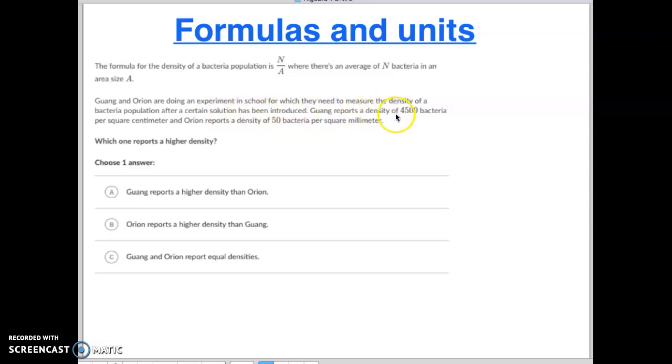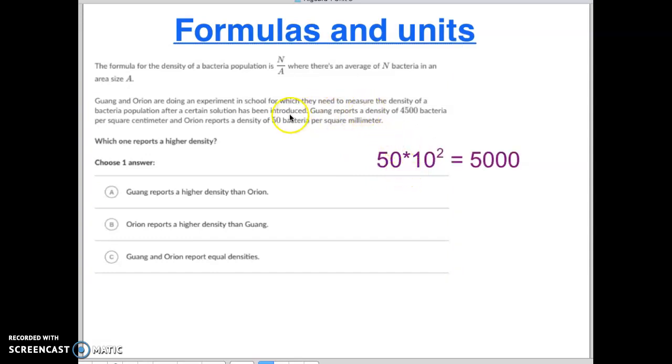G-Man reports a density of 4,500 bacteria per square centimeter, and Orion reports a density of 50 bacteria per square millimeter. So the biggest thing here is this one is per millimeter and this one is per centimeter. Okay, so if it's 50 per square millimeter, well, there's a lot of millimeters that fit into a square centimeter. In fact, since there's 10 millimeters in a centimeter, and to make a square you need both the base and the height, it would actually be 10 times that.